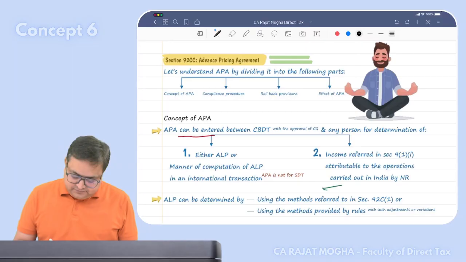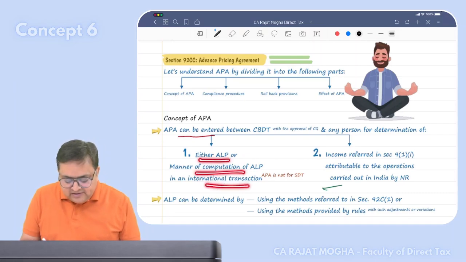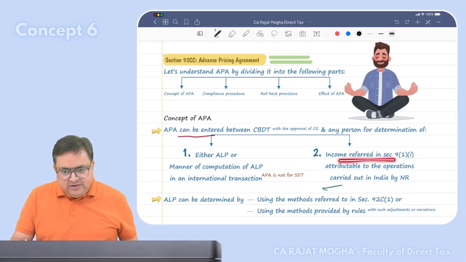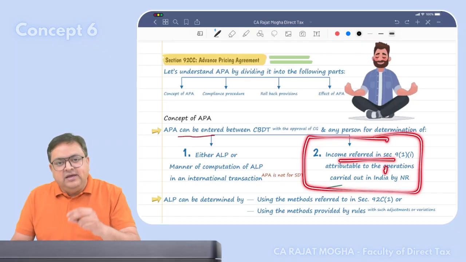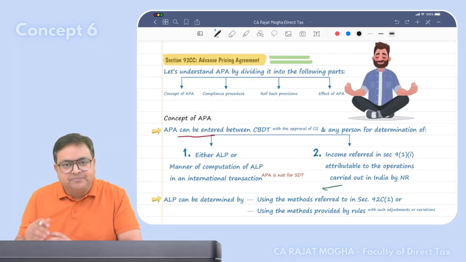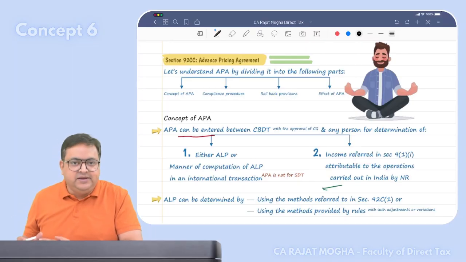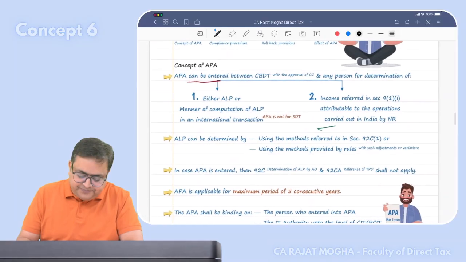Okay. So APA can be entered between CBDT and any person for determination of either ALP or the manner of computation of ALP in an international transaction. APA is not for specified domestic transactions. So this is actually not the discussion for this chapter, but yes, today APA can also be for the PE in India, to see how much income is attributable to that PE. That is actually the concept of non-resident taxation, so we'll be doing it later.